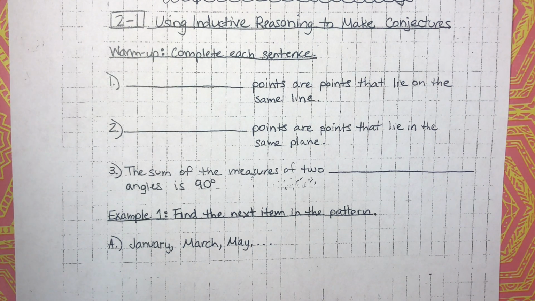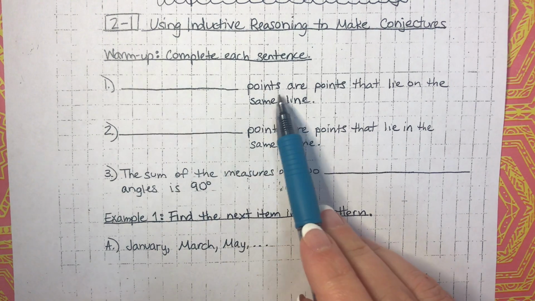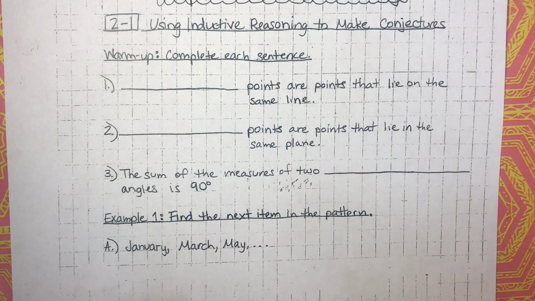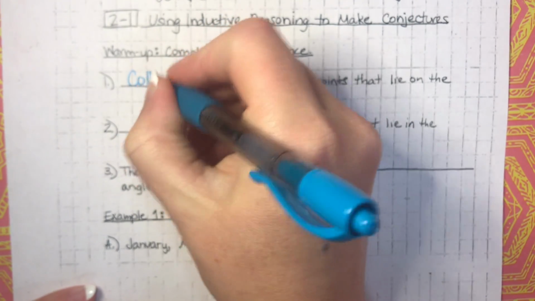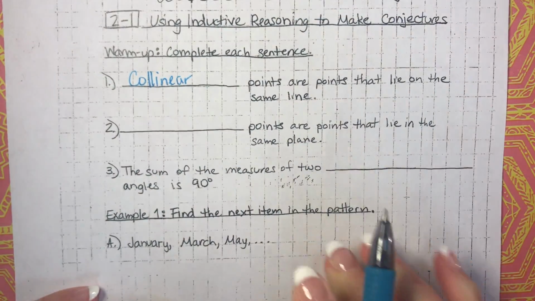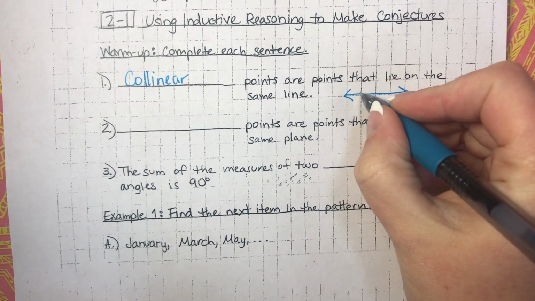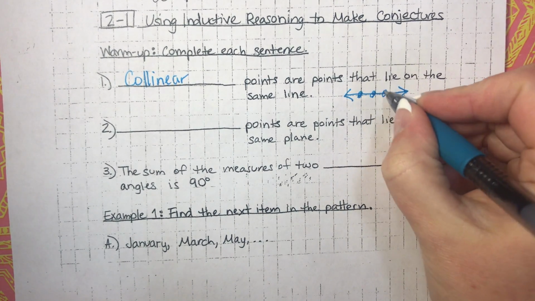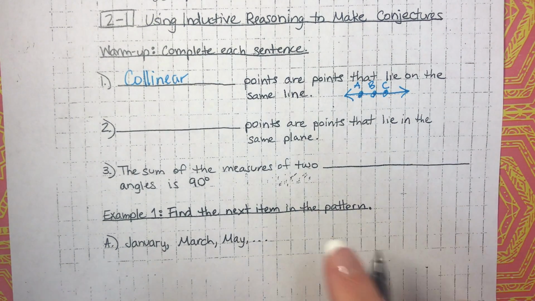All right, we're back. Let's see how you did on problem number 1. It says blank points are points that lie on the same line. So those would be collinear. Collinear points are points that lie on the same line. If we have a line, there are multiple points that are on the same line. So A, B, C would be collinear points.